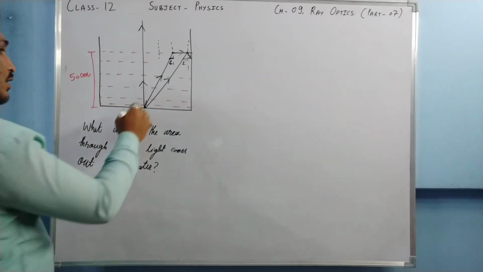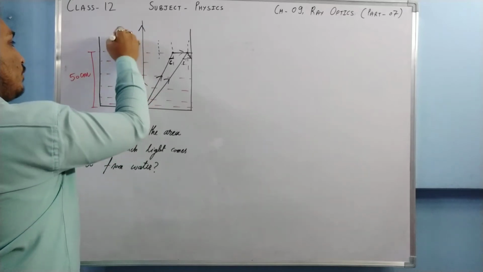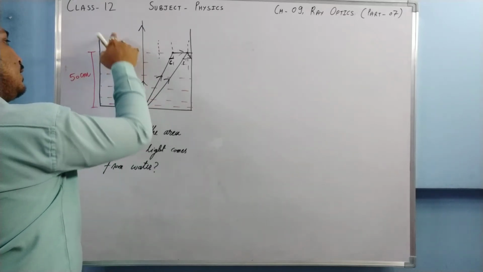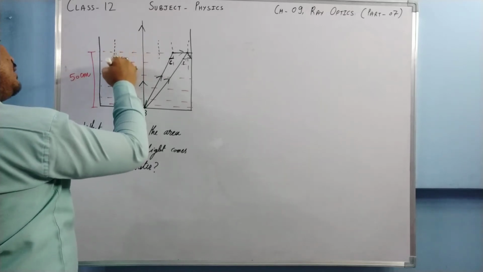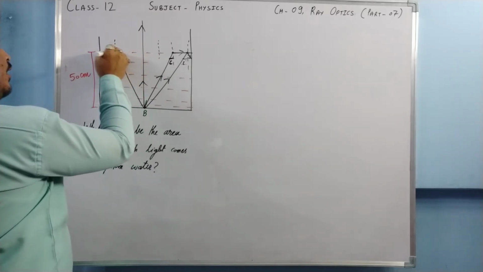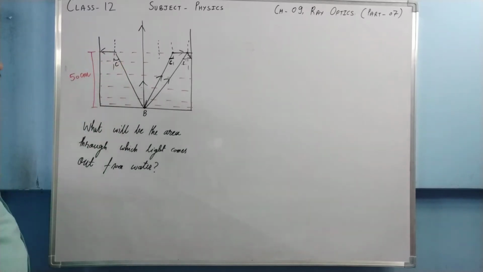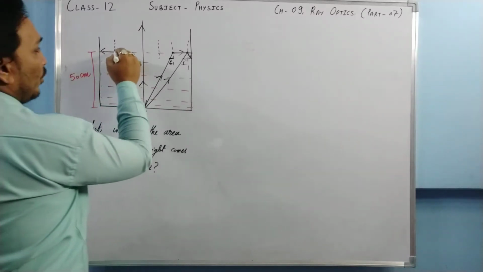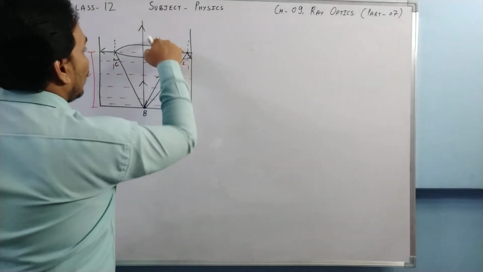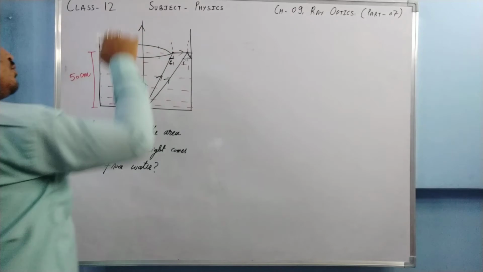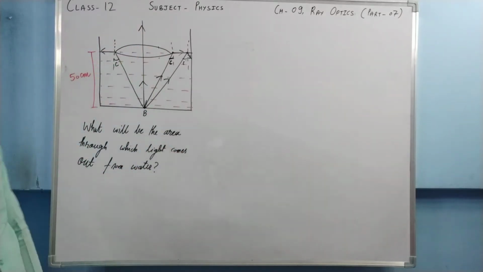The same will happen on this side also. For some particular value of angle of incidence, let this be C, the ray of light goes like this. After this, all the light will be reflected back. So basically I am going to have a circle on the water surface, a circle through which the light is going outside, after which the light is reflected back.